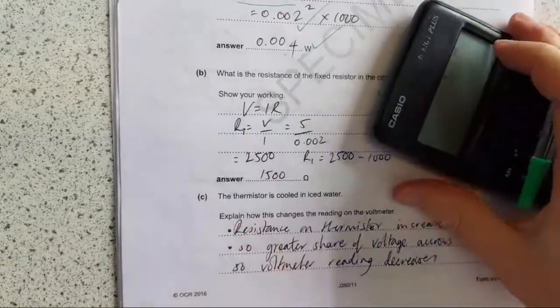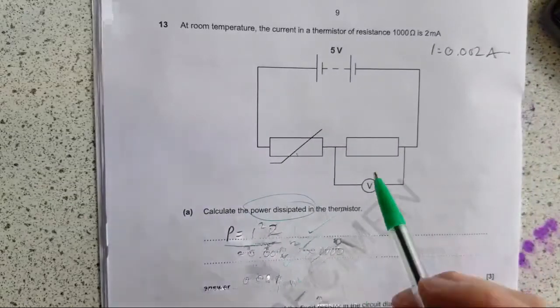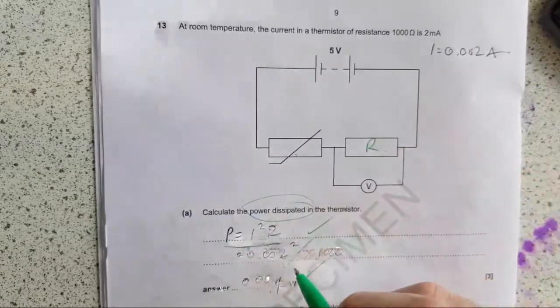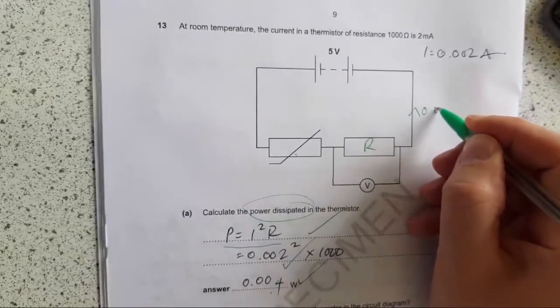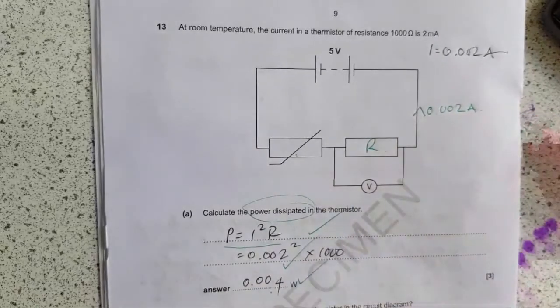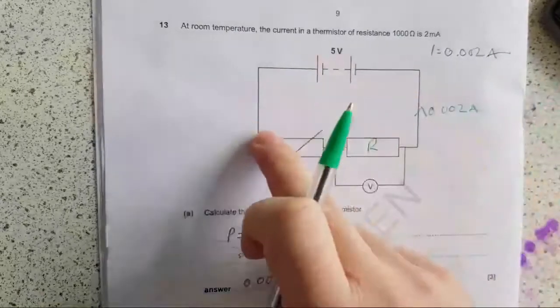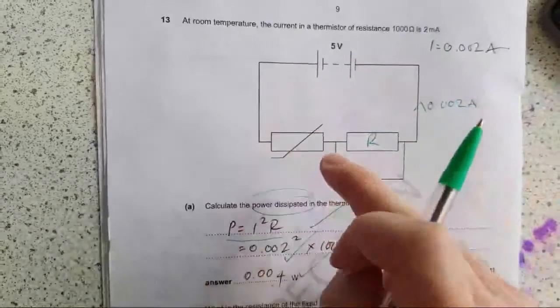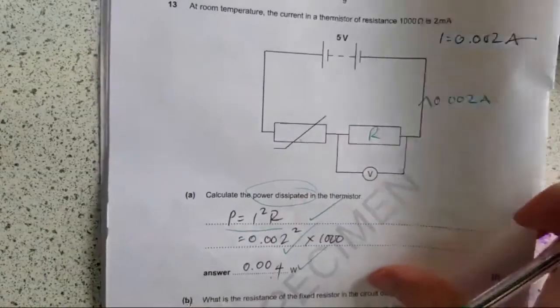So, what's the resistance of the fixed resistor in the circuit? Okay, so basically we're asked to work out this resistance here. So we know some things. We know the current going through the whole thing is 0.002 amps. Now, that's an important thing to do. You've actually already applied Kirchhoff's first law there, that current in a series circuit is always the same. So in the same loop, the current through here is the same as the current through there. So that's an important thing to recognize.